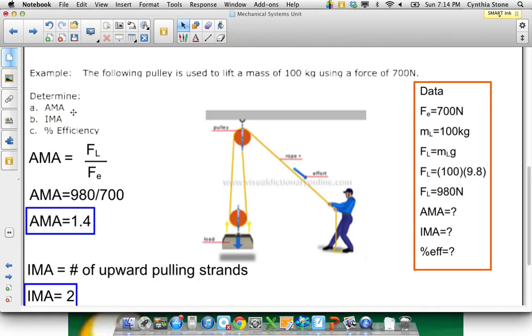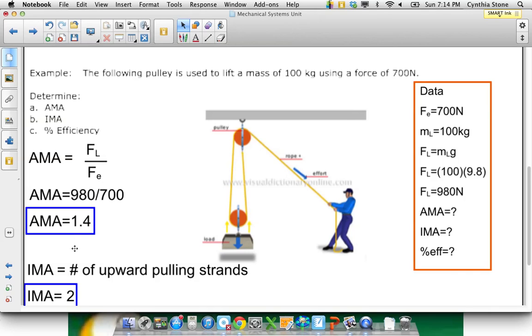and it's asking us to find AMA. Well, it's load over effort. We usually put the big number divided by the small number. So our AMA, if you put those in, is 1.4. So load force is 980 divided by 700. So we get 1.4 out.